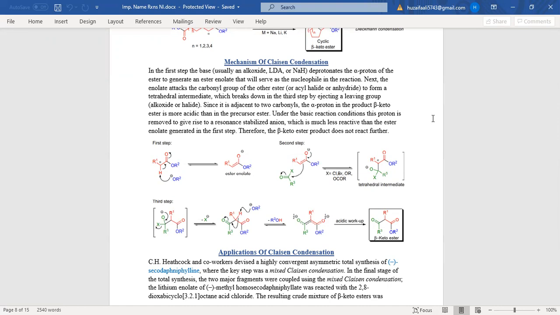Since it is adjacent to two carbonyls, the alpha proton in the beta ketoester product is more acidic than in the precursor ester. Under the basic reaction conditions, this proton is removed to give rise to a resonance stabilized anion, which is much less reactive than the ester enolate generated in the first step. Therefore, the beta ketoester product does not react further. This reaction shows the mechanism of Claisen condensation.